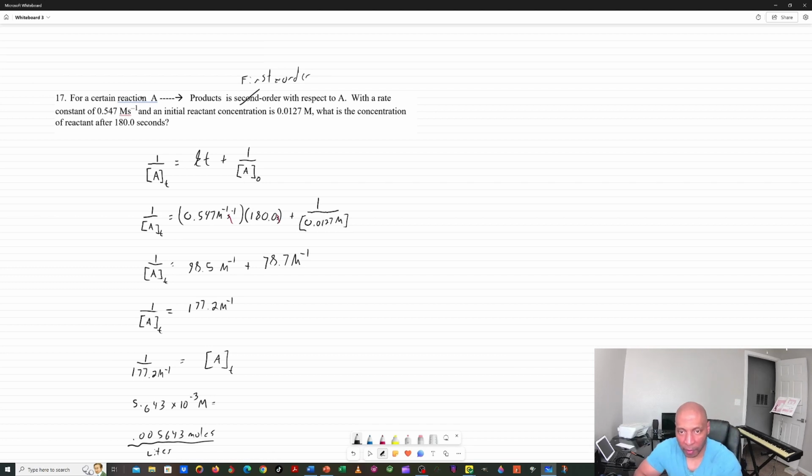So I'm going to write my first order integrated rate law up here. The natural logarithm of A at time t is equal to negative kt plus the natural logarithm of my initial A concentration. In all the other first order integrated rate law problems we've worked up to this point, you've been asked to find the time. That's pretty easy. This one I'm asking you to find the concentration. The algebra is a little bit more involved, but you're going to see it's nothing you can't handle.